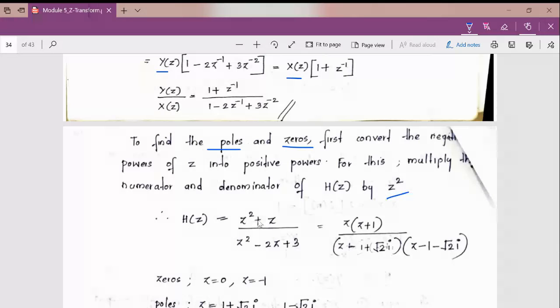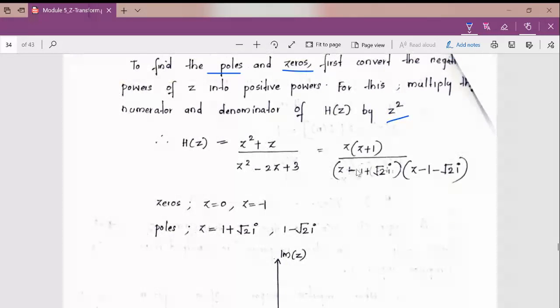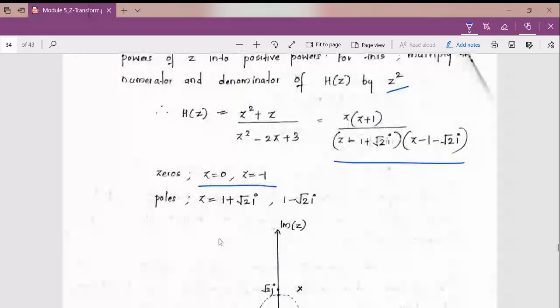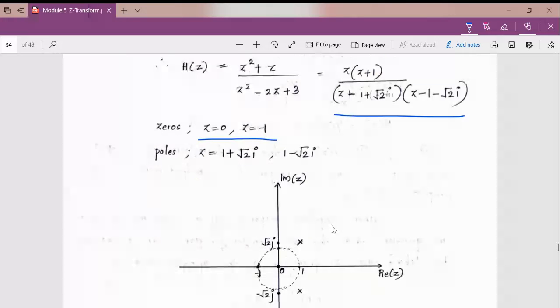Okay, so we are factorizing these two polynomials. We will get it like this. Then from this equation, we can find the poles and zeros. The zeros are at z is equal to 0 and z is equal to minus 1. And the poles are at z is equal to 1 plus root 2 j, and 1 minus root 2 j. Sorry, not j, it is i, whatever it is, the imaginary term.